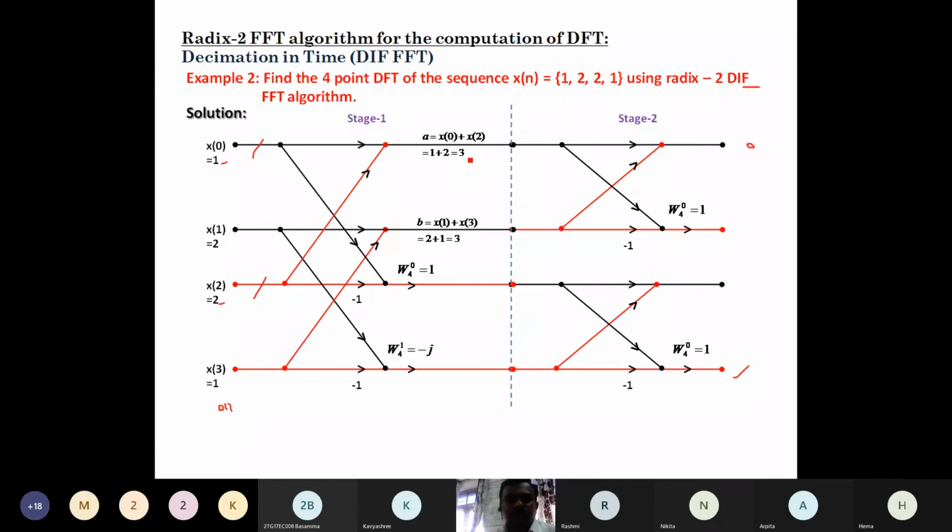Similarly, the two lines are cross connected, that is line number 2 and line number 4. So line number 2 is what? x1 plus x3. And what are the line element values? 2 plus 1, which is equal to 3.